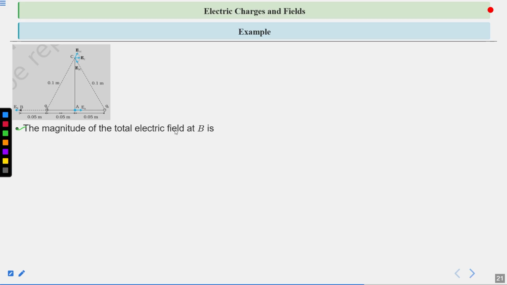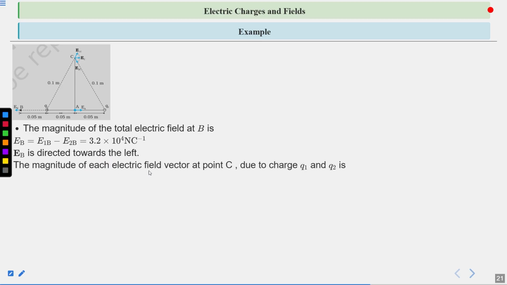So the magnitude of the total electric field at B is EB equal to E1B minus E2B, equal to 3.2 into 10 raised to the power 4 Newton per coulomb. Because E2B is in the right direction and E1B is in the left direction due to charge Q1. So EB is directed towards left.